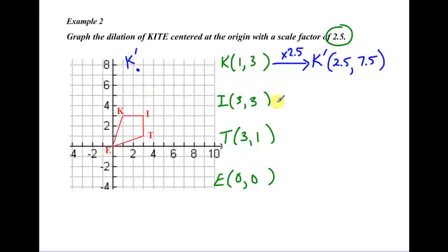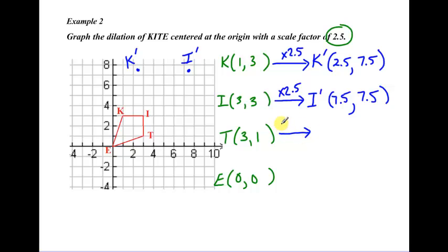Now we just repeat the same thing for all these points. So taking I prime through a dilation with a scale factor of 2.5 is multiplying it. What's 3 times 2.5? Well, I just did it up there, so it's 7.5. And what's 3 times 2.5? Still 7.5. That's not changing. All right, let's put that on our graph. So 7.5 out on X, 7.5 up on Y. And label that one I prime.